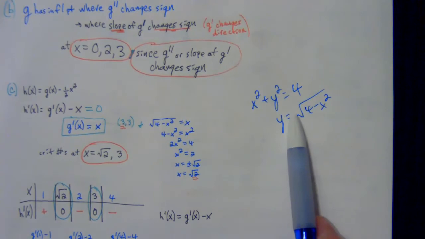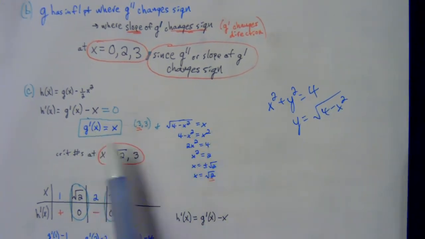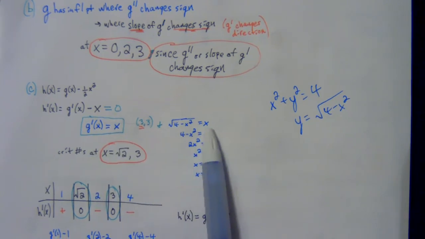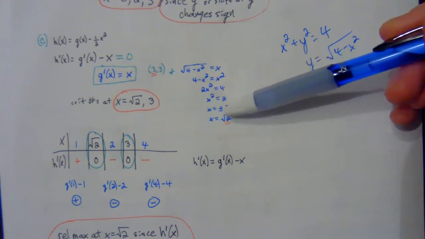But see, that's where I'm getting now. So I want to know where is that. That's like what the g prime is equal to right there. And I want to know when is that equal to the x. So I had to solve this equation: square both sides, combine like terms, square root both sides.